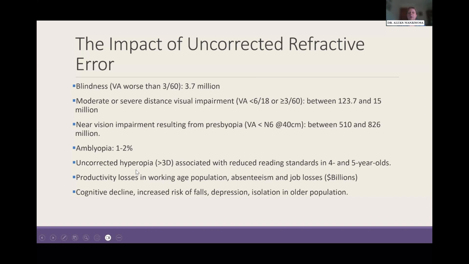Much earlier than that, we can see the effect of uncorrected refractive error, particularly hyperopia, on children in terms of their ability to perform well at school. And this is becoming more and more studied in many countries. And in later life, we can see the effect of a patient who may be isolated because they don't feel confident enough to go outside, and there is an increased risk of falls, of depression, of isolation for our older population.